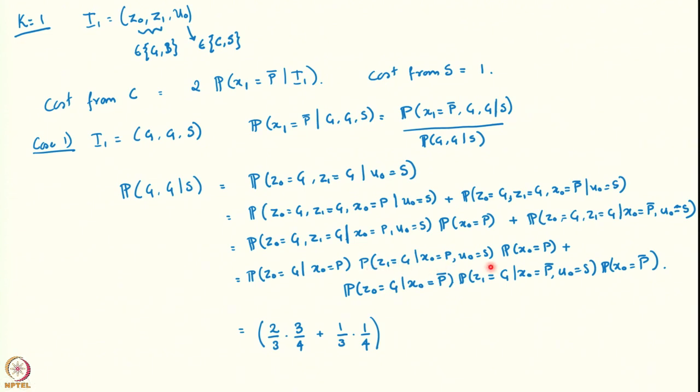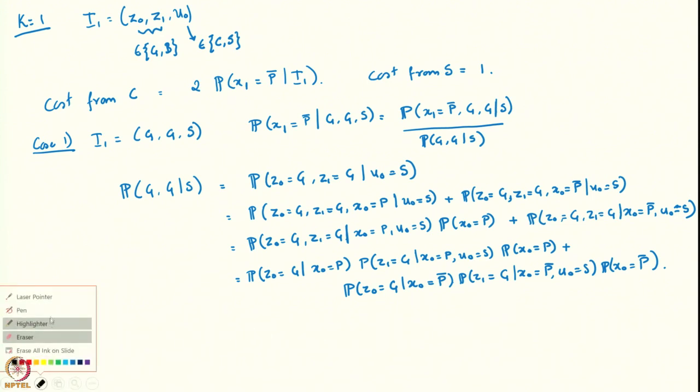In both of these terms, we have conditioned on the current state at time 0 and the action that you have chosen at time 0. From conditioning on this, we can talk of the probability that the state at time 1 is equal to either p or p bar, and then from there we can talk of the probability of the observation being good or bad at time 1. So in summary, let me erase this and write out one particular term here.